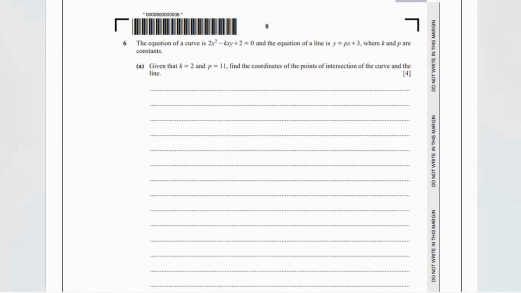So this is very similar to the previous question, but the only difference now is that we have a k and p, and we have to substitute their values first in the equation, and then we solve it simultaneously like we did in the previous case. So let me show you how to do that. So 2x squared minus 2xy plus 2 equals 0 is your first equation. Second equation is y equals 11x plus 3.